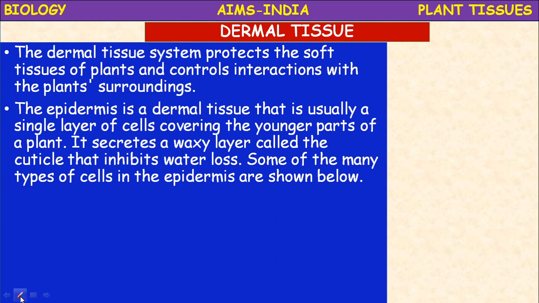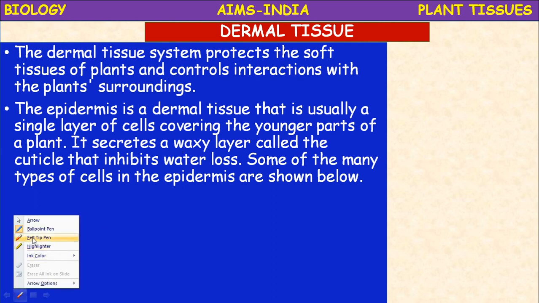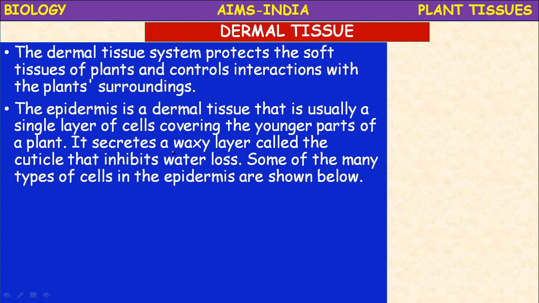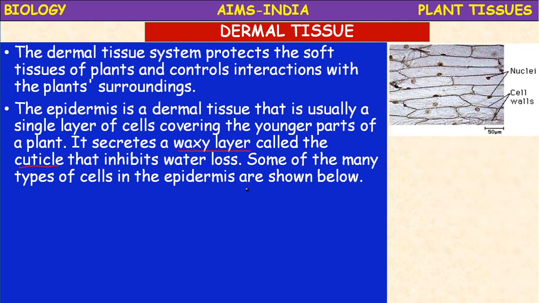So water loss can be prevented by secreting a waxy layer. This waxy layer is called cuticle. And some of the many types of cells in the epidermis are shown below. What are they? Let us see.